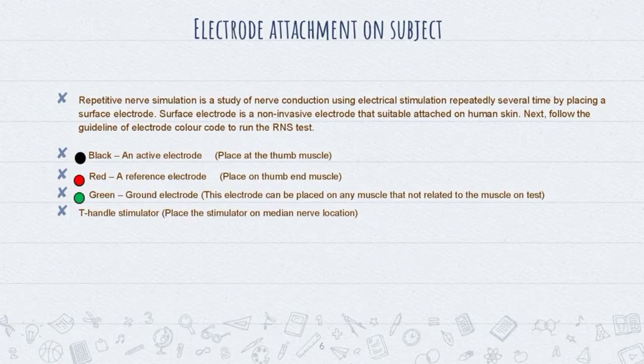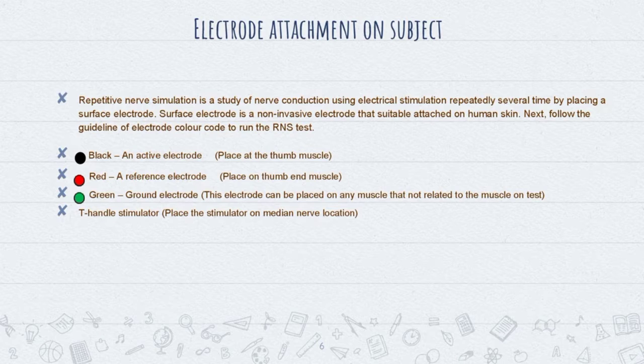Electrode attachment on the subject. Repetitive nerve stimulation is a study of nerve conduction using electrical stimulation repeatedly, by placing several electrodes. A surface electrode is a non-invasive electrode that is suitably attached on human skin. Next, follow the guide of the electrode color code to run the RNS test.